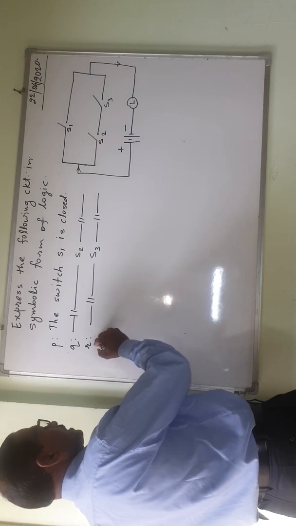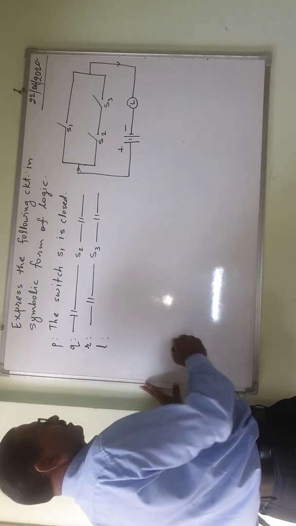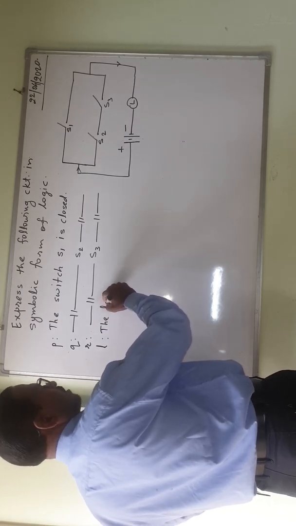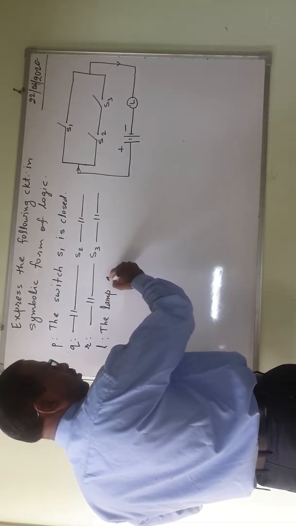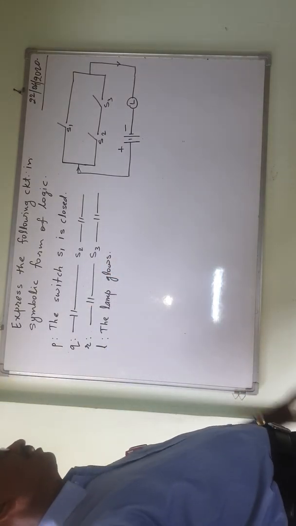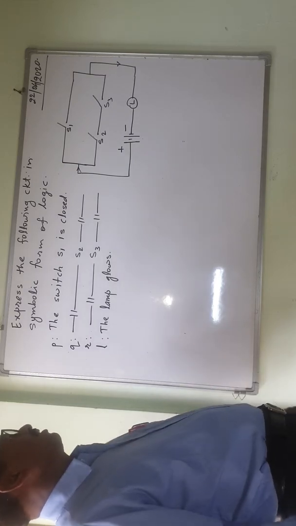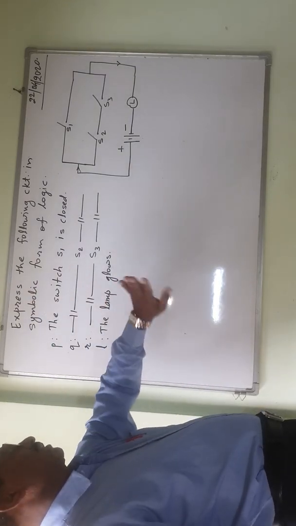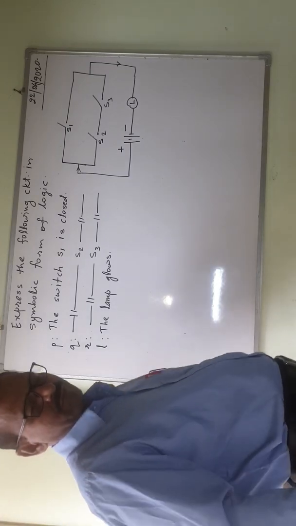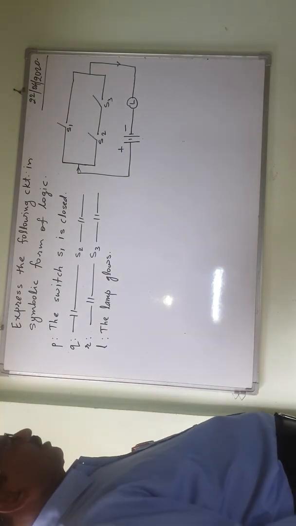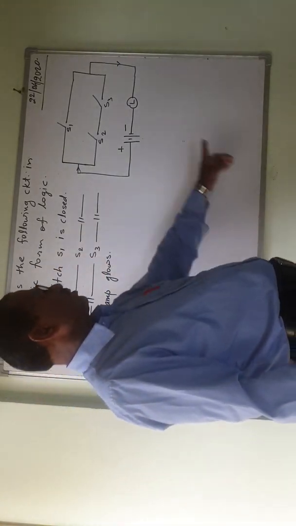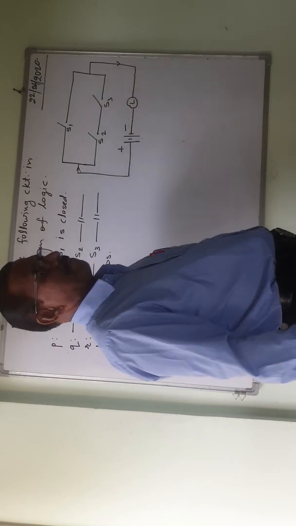On that lamp we will write small letter L. The lamp glows. All these are the conditions. If this is closed, this is closed, this is closed, and the lamp will glow, will or will not, that is another thing. Okay. Now, the aim of this circuit is to glow the lamp. This is the aim.